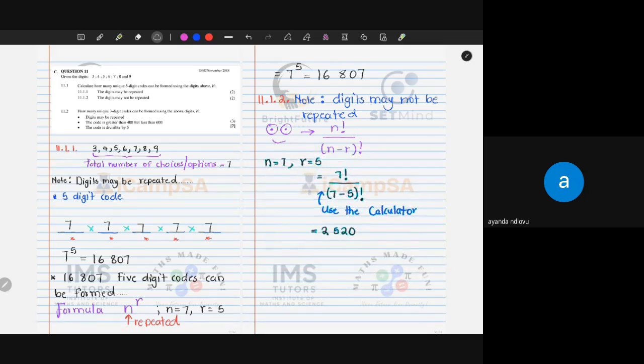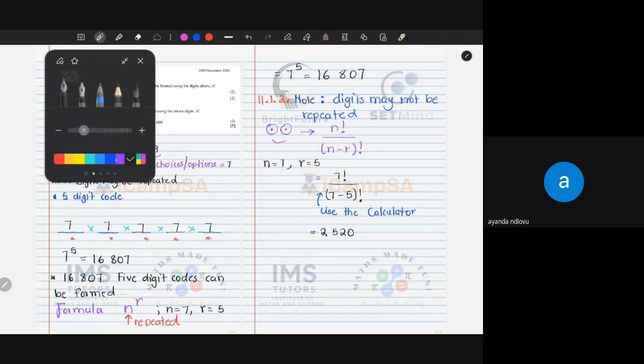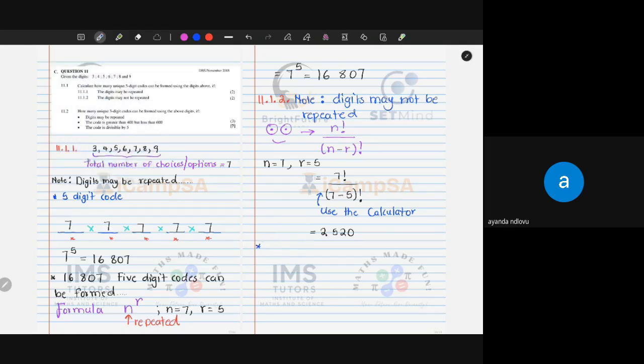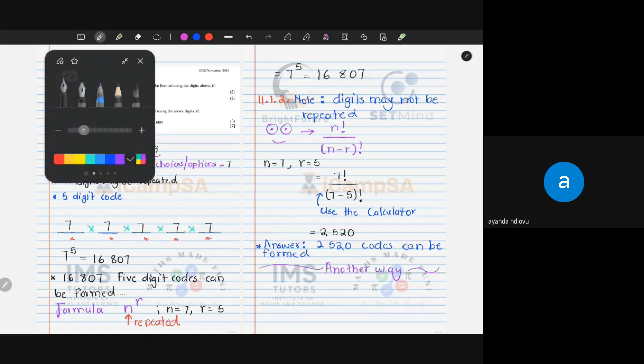But here, someone else would have said, okay, but I'm not sure of these formulas and how they work. I'm going to go the long way. But anyway, here, our answer is that 2,520 codes can be formed. Someone else would have said, look, I prefer the long way. So that is why we're going to say another way.